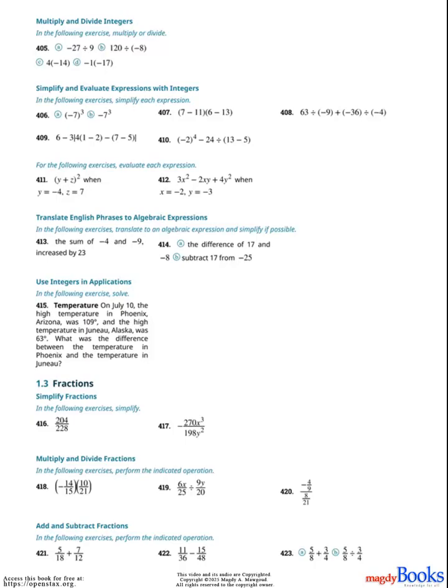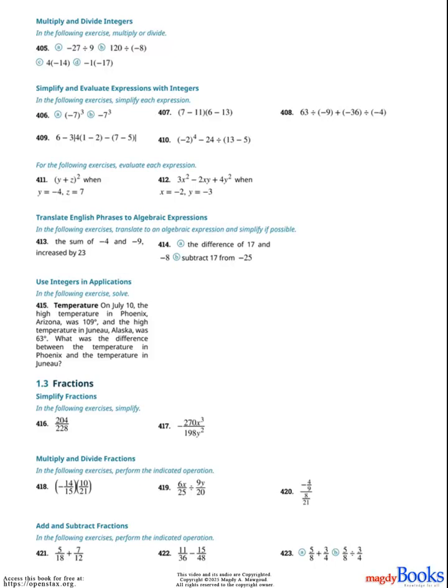410. (Negative 2) to the fourth power minus 24 divided by (13 minus 5). For the following exercises, evaluate each expression. 411. (y plus z) all squared, when y equals negative 4, z equals 7.